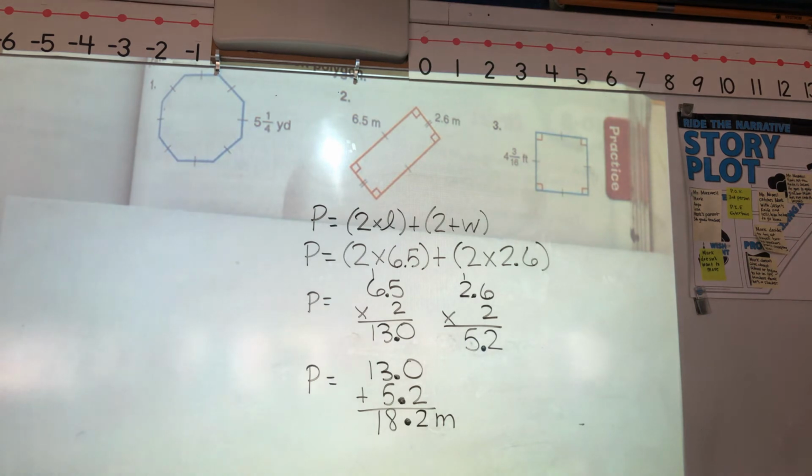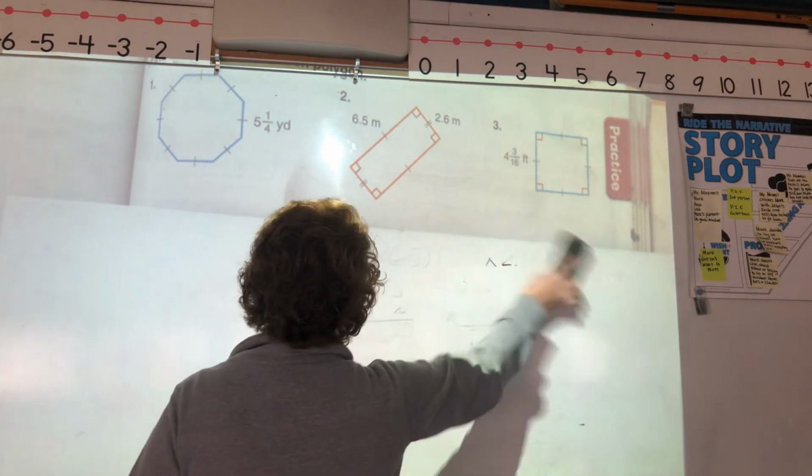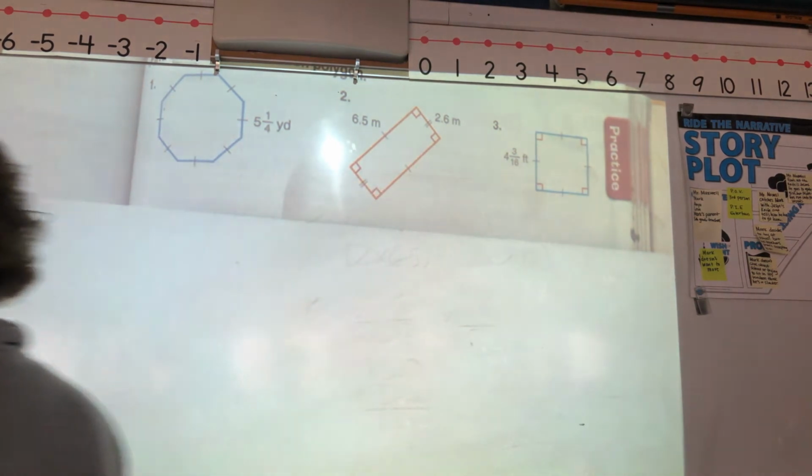Now, you could have added 6.5 plus 6.5 plus 2.6 plus 2.6, and you would have gotten 18.2 meters. The exact same thing. You can do it either way. But usually when you multiply it, it makes it a little bit easier. Same exact thing. We'll take a look at one more, and then you'll look at your homework sheet.